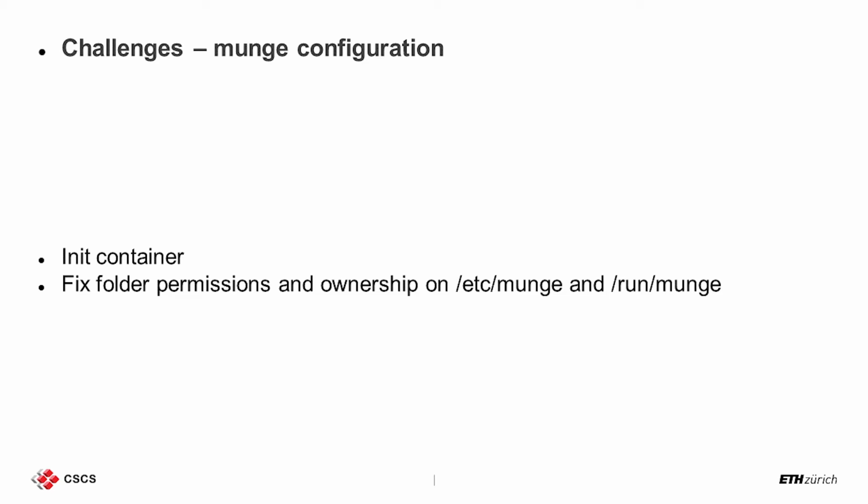Running Slurm on container technology is not easy. Slurm and Munge are very picky in terms of user permissions, file permissions, and file ownership. In our case, we have to spawn volumes and share volumes across containers. And by default, Kubernetes will just give root access, open access, to everything you share. You can change that today, but not at that time, in 2020.